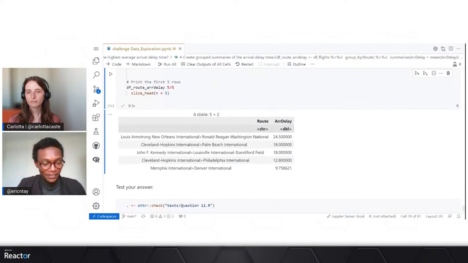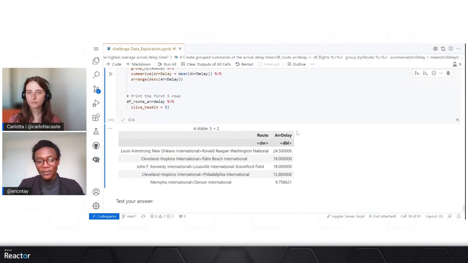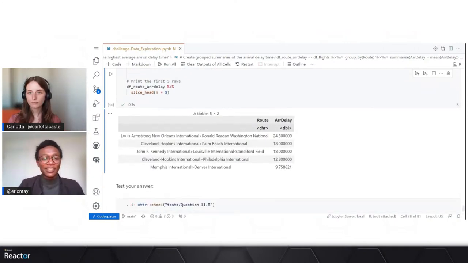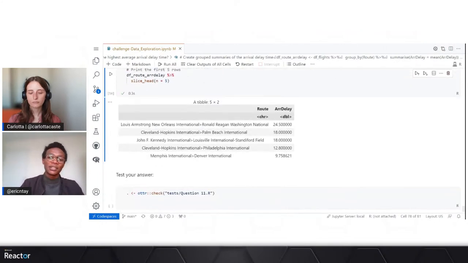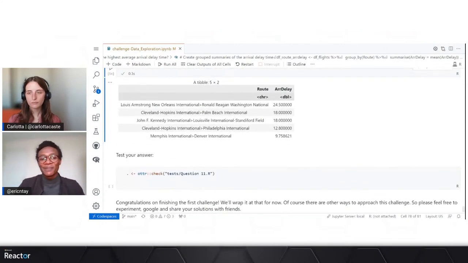the first five variables that had the mean arrival minutes of that particular airport, of that particular route. So that means Louis Armstrong International to Ronald Reagan had a mean arrival delay of about 24 minutes. So again, we can probe this further by, let's say, arranging in ascending order this time, or graphing the results.